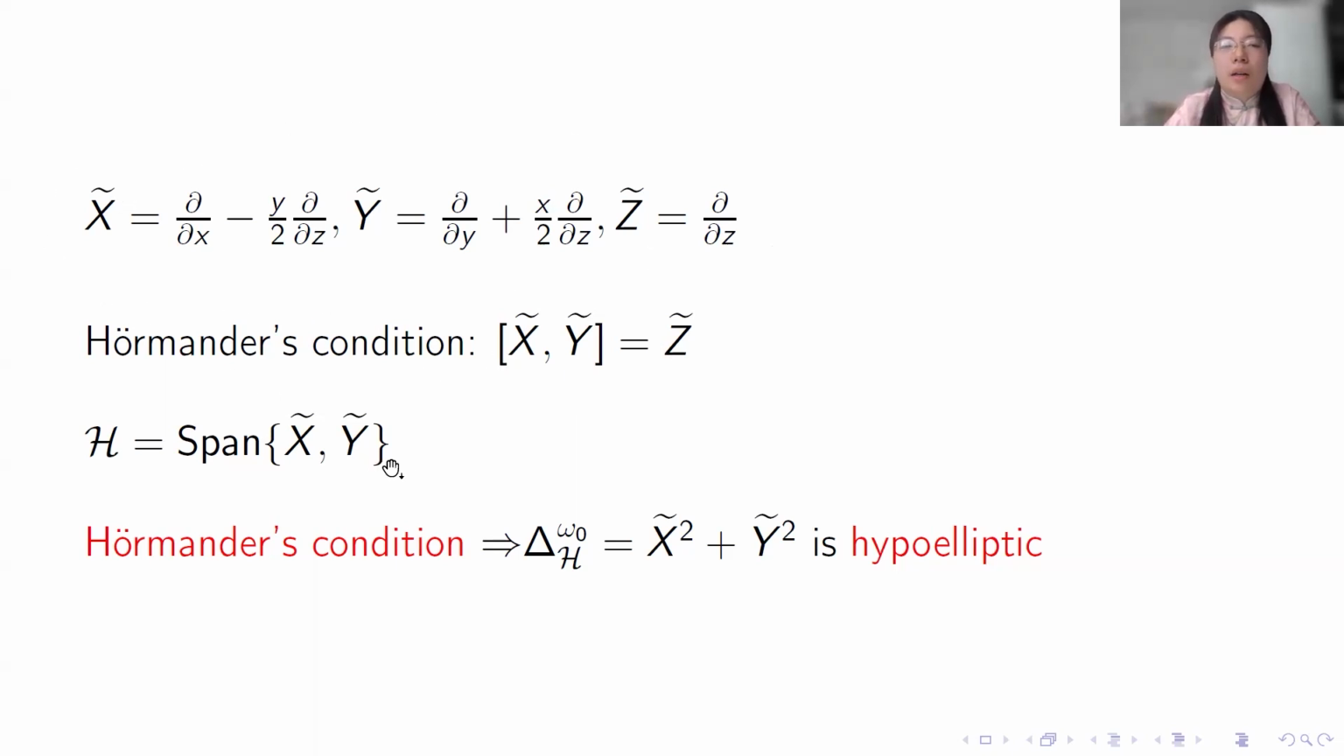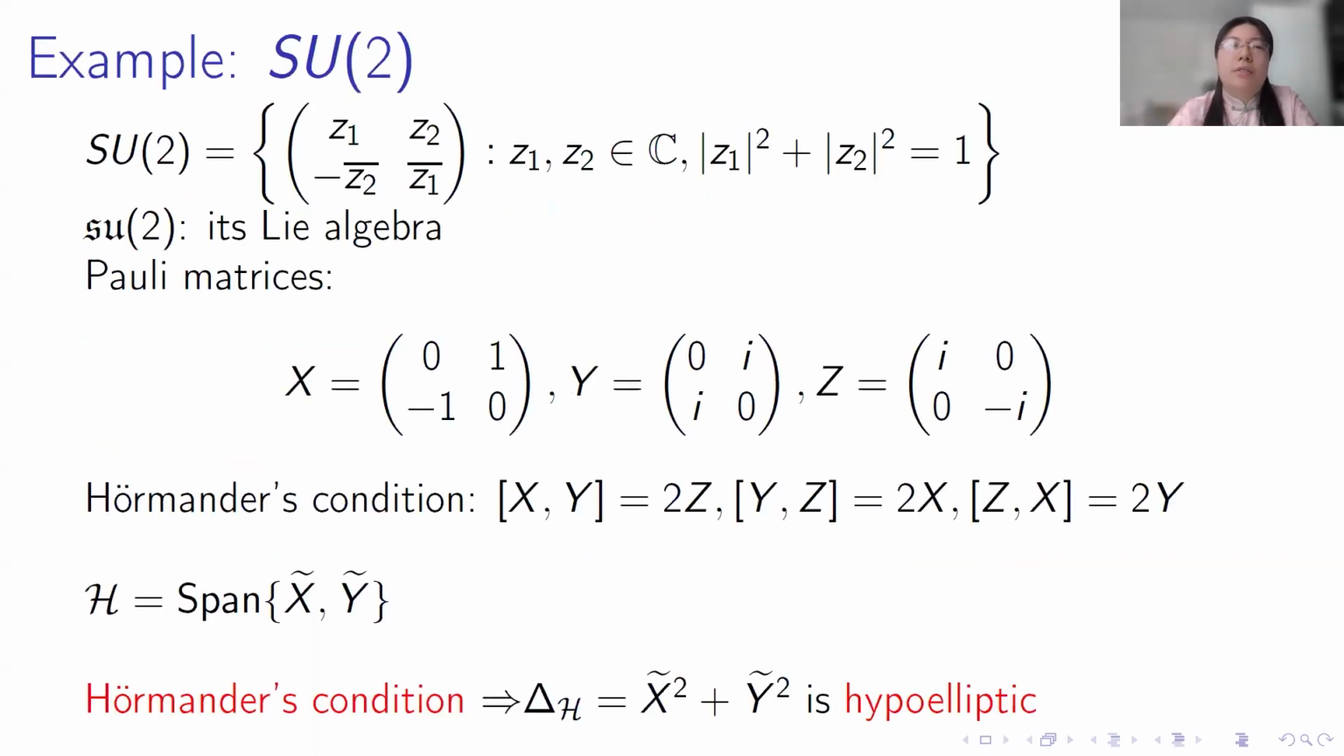So it has a two-dimensional horizontal space. You have the homogeneous condition, and the sub-Laplacian has such a concrete form. So it's just the sum of the squares of x tilde and y tilde, and it's hypoelliptic. And this is the flat model, as Marsha mentioned.